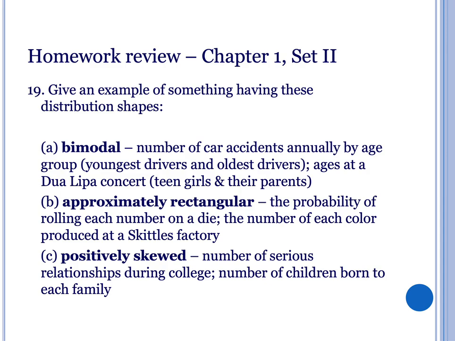Number of children born to each family. Most folks have 0, 1, 2, 3. If you're living in Utah, 4, 5 are still going to be pretty high numbers. But then you go to 6, 7, 8, 9, 10, 11, 12, and you get fewer and fewer people in that direction. So you get that fat tail in the positive direction.